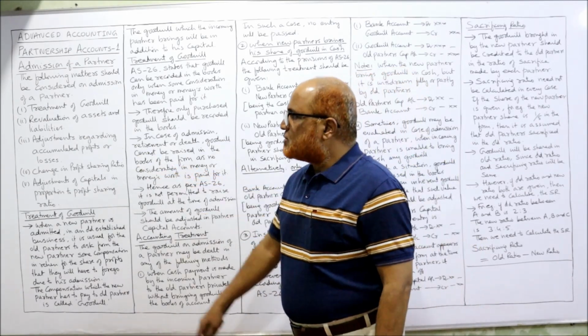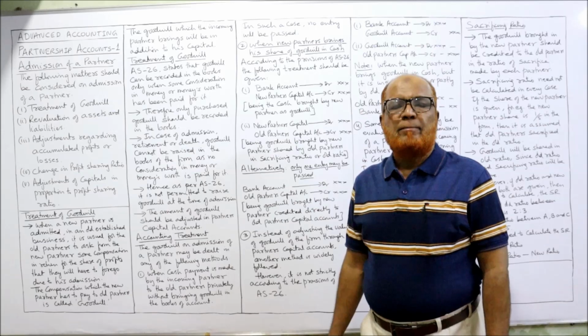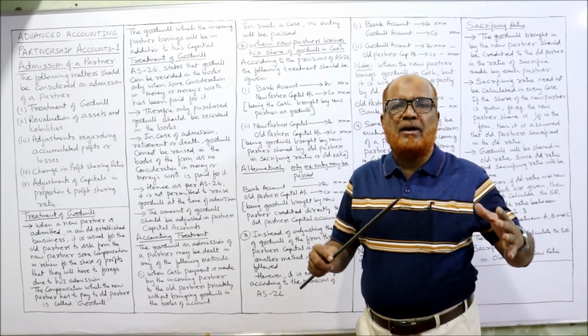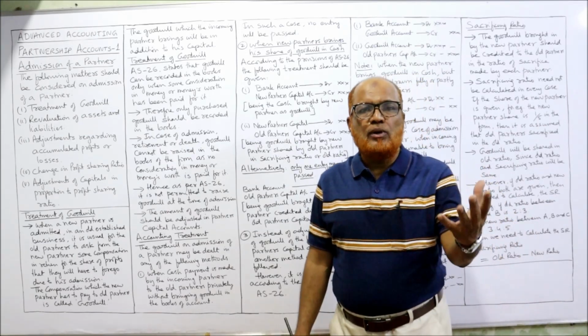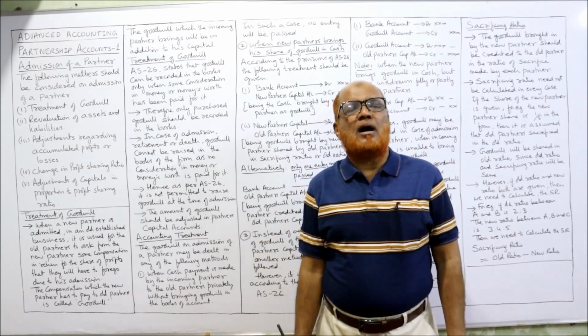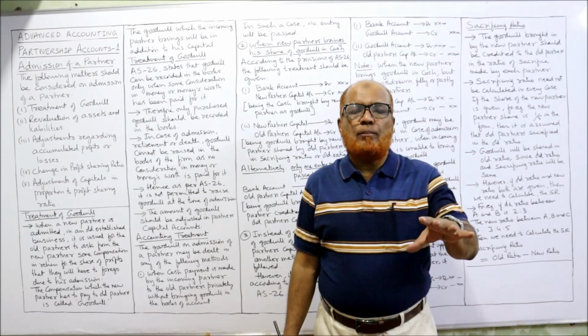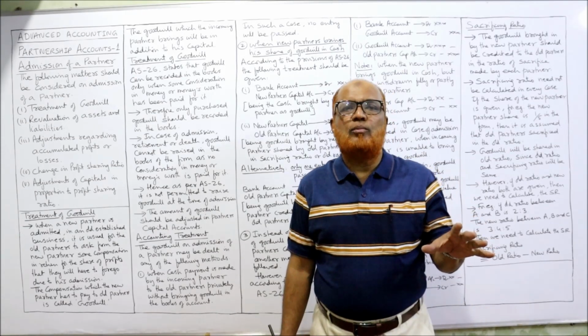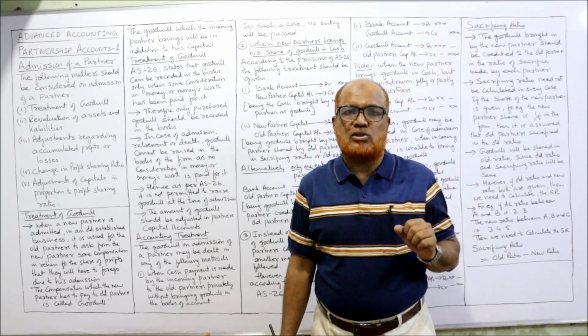Third one, adjustment regarding accumulated profits. Sometimes the old partners have made some reserves and accumulated profits in the balance sheet. So before the new partner comes in, the old partners will share all the accumulated profits or accumulated losses.